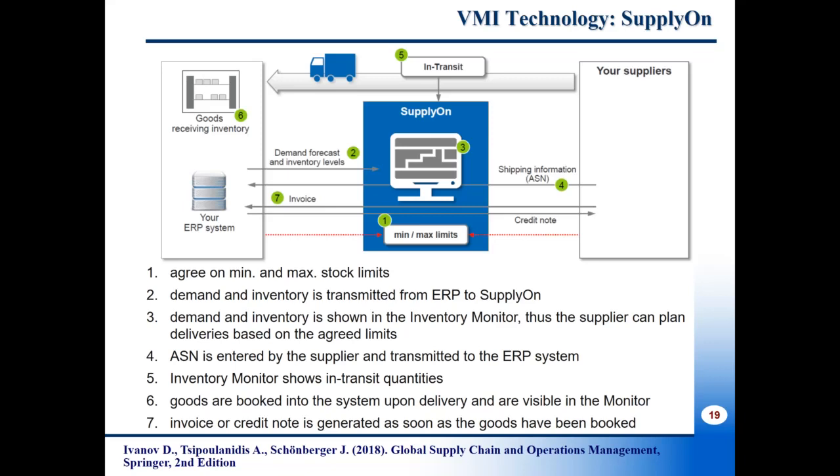Fifth, the inventory monitor shows in-transit quantities. Sixth, goods are booked into the system upon delivery and are visible in the monitor, and therefore the inventory level at the buyer is updated. Seventh, an invoice or credit note is generated as soon as the goods have been booked.